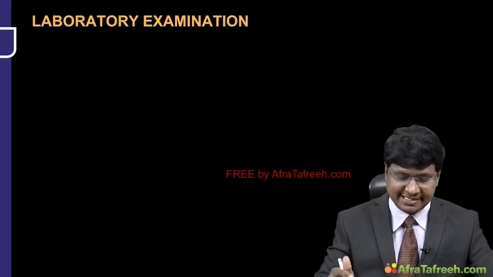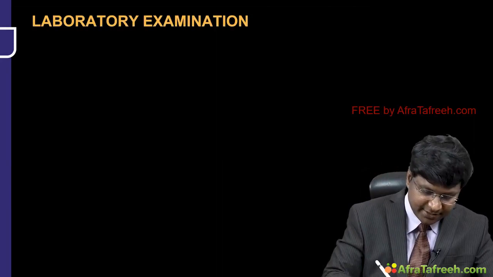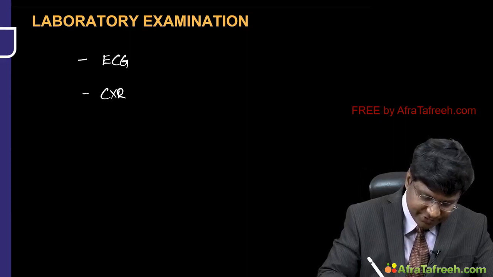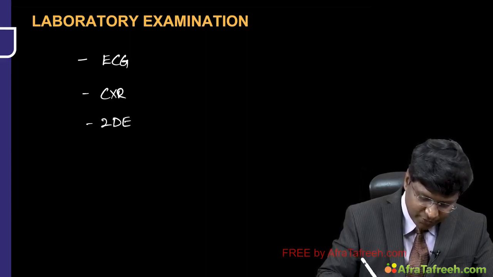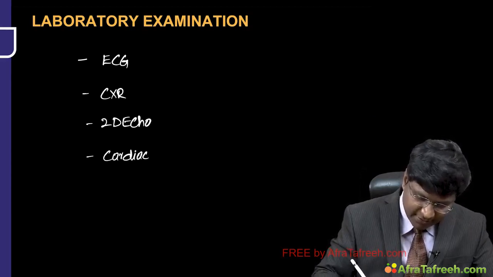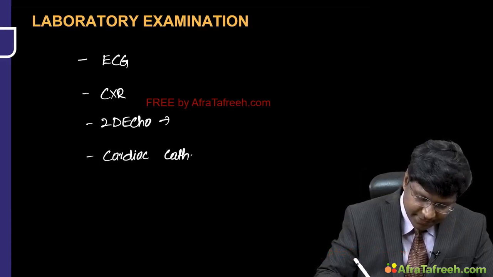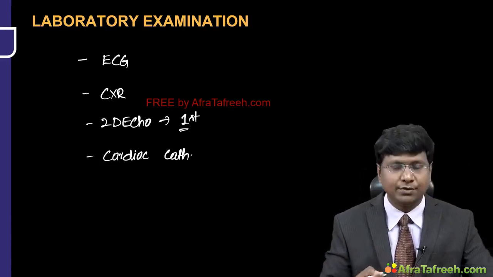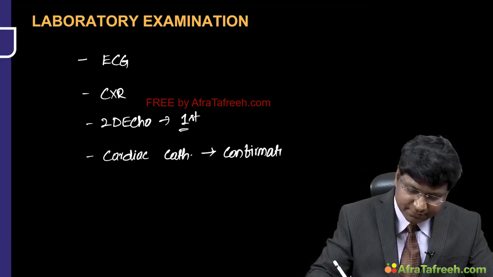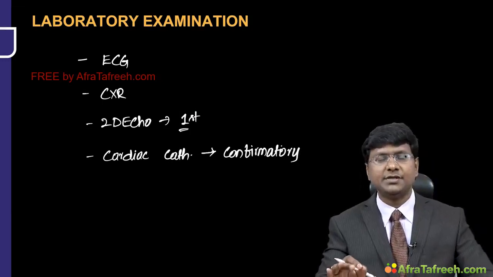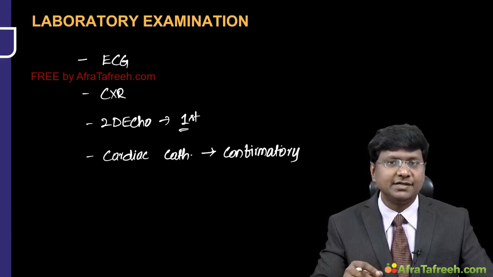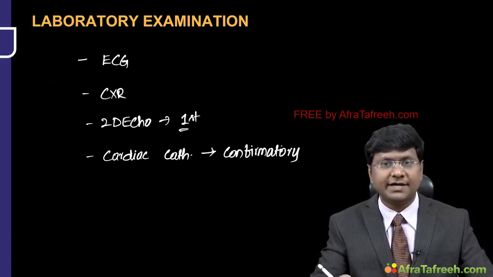So in the laboratory examination or the investigations in patients with MR, the investigations which are required are the ECG, then chest X-ray, then 2D echo, then cardiac catheterization. So what will be the first line investigation? The first line investigation, definitely, will be 2D echo. But what is the investigation which is confirmatory? The confirmatory investigation will be cardiac catheterization. But it is an invasive procedure we rarely do for assessing the diagnosis of MR or for assessing the severity of MR.